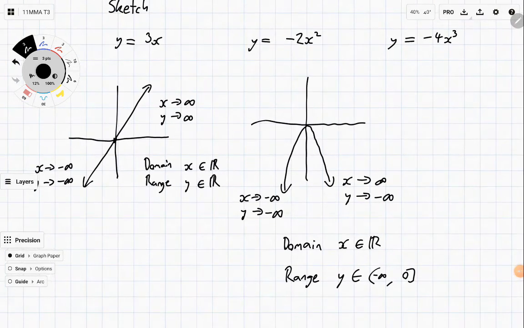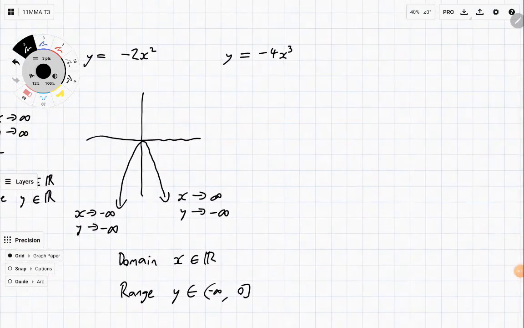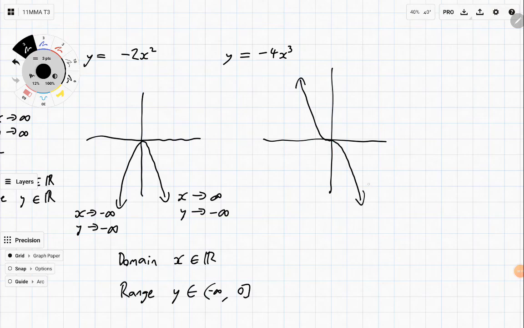Alrighty, and the last one is going to be y is equal to negative 4x to the 3. Now, we know this is going to be the traditional cubic shape, but because it's negative out the front, it means that it's going to be decreasing, which means that as x goes to infinity, y goes to negative infinity, and while x goes to negative infinity, y goes to infinity. And once again, same as the linear equation, the domain and range are both going to be in double R.